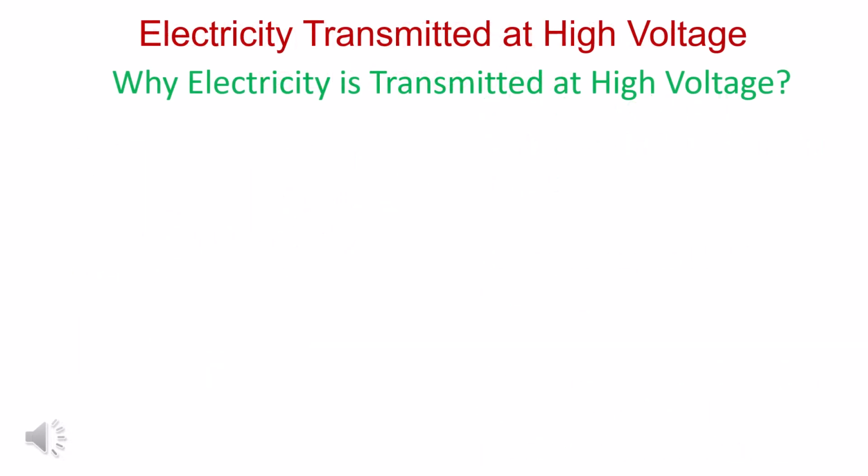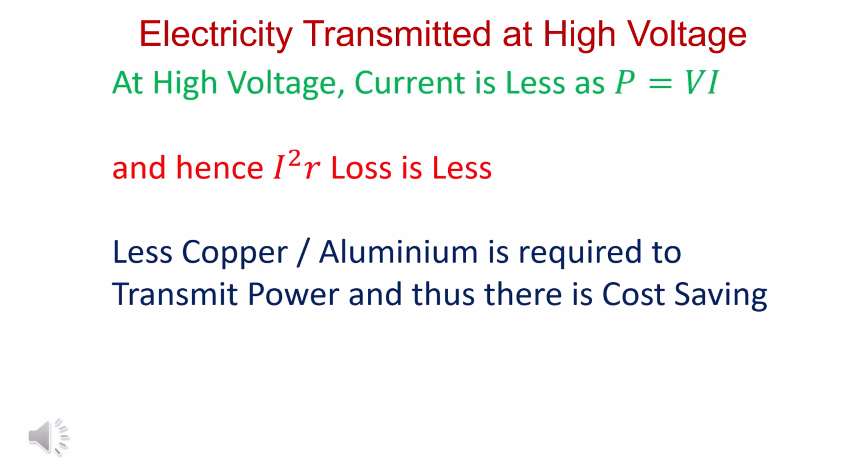Why is electricity transmitted at a high voltage? At high voltage, current is less as P is equal to VI and hence I squared R loss is less. Less copper or aluminum is required to transmit power and thus there is cost saving.